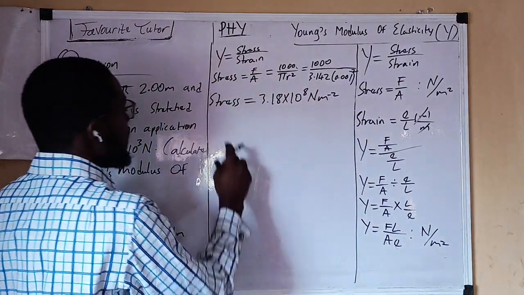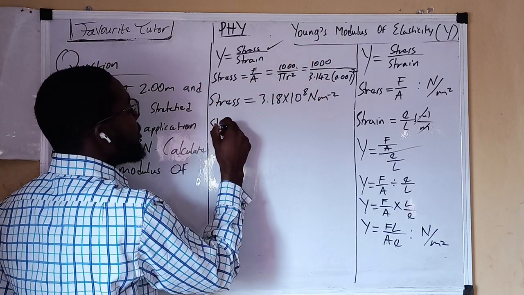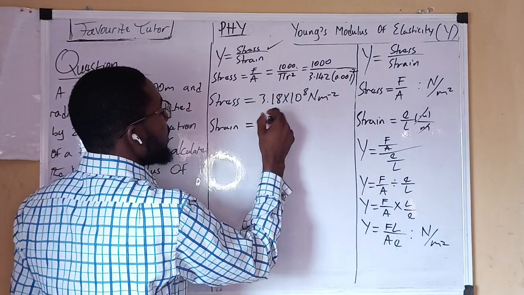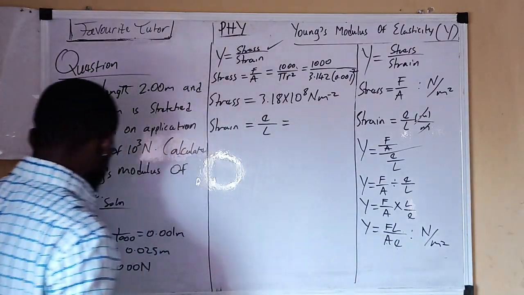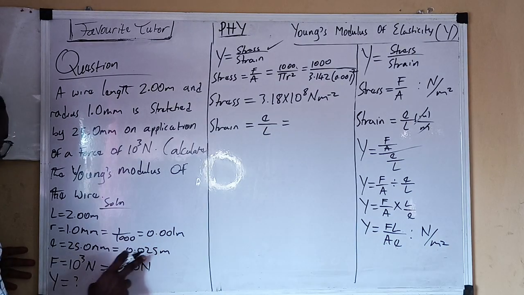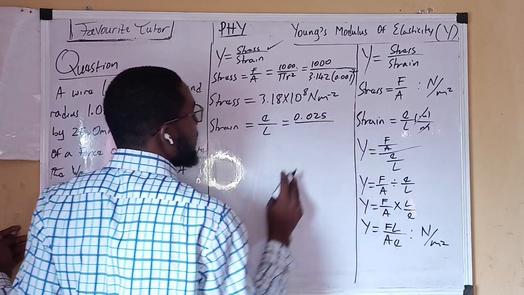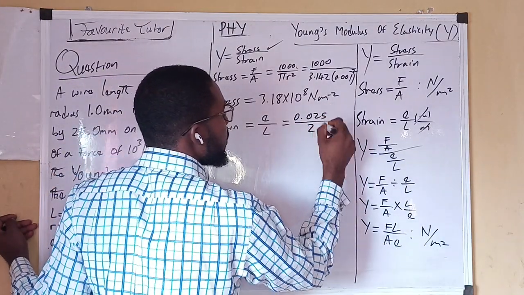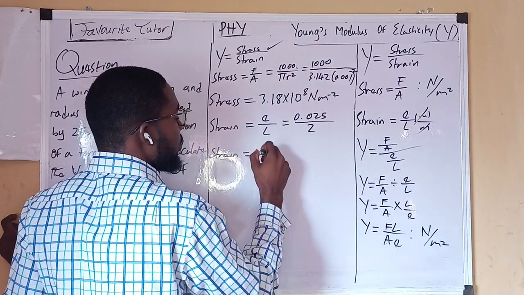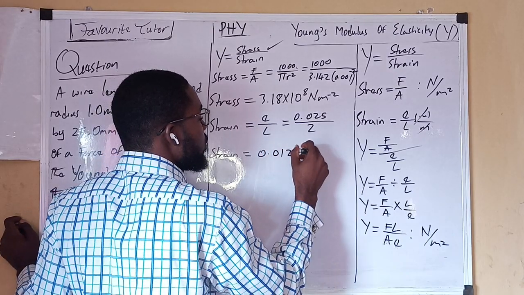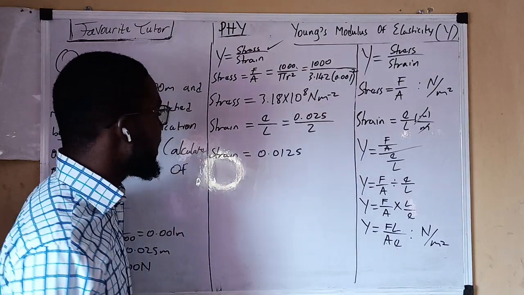Okay, this is the stress. All right, let us look for the strain. We have the stress. Check. Let's move on to strain. Strain is extension over length. The extension is 0.025, and the length, which is the original length, is 2. So therefore, the strain is going to be 0.0125. It is a dimensionless quantity, so therefore we leave it like that.